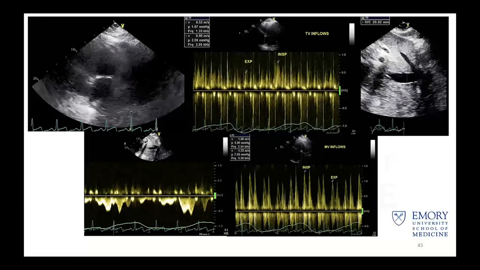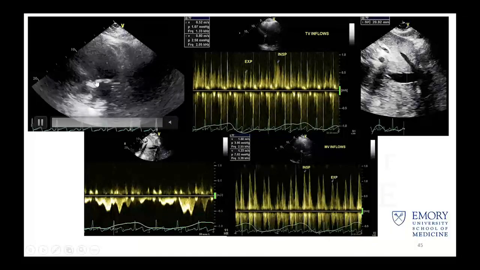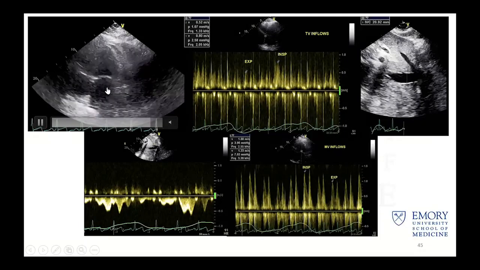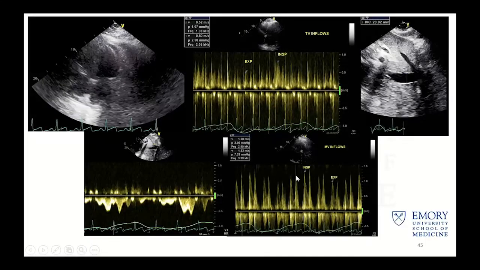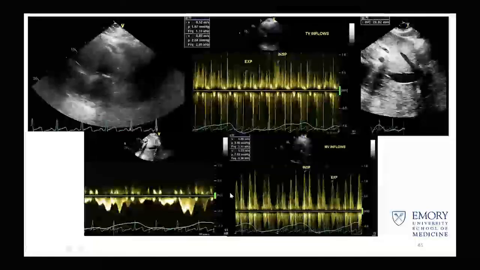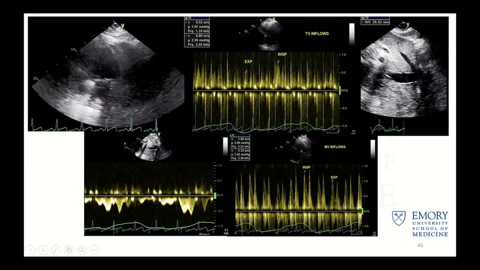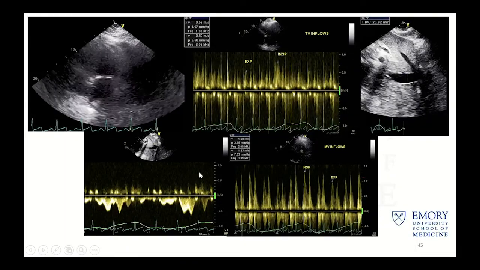Now her windows were great as well, so there's one picture of the apical four-chamber. There's some effusion here, but you can't really tell anything else. Transtricuspid and transmitral inflow variation is notable. She also did have some early diastolic hepatic vein reversal and a dilated IVC.